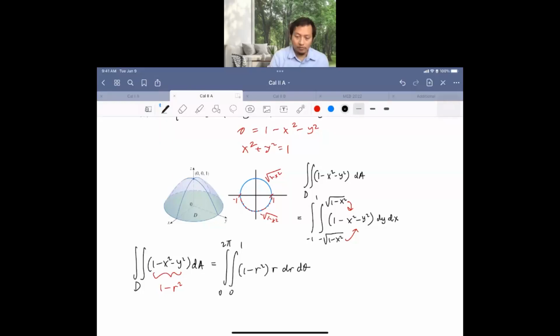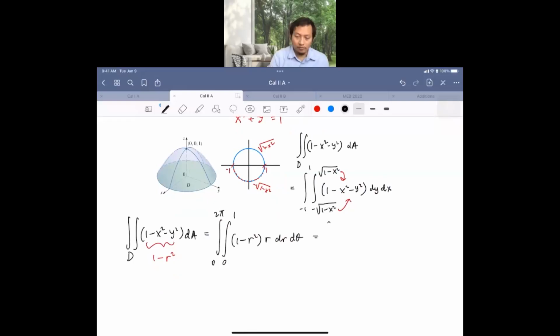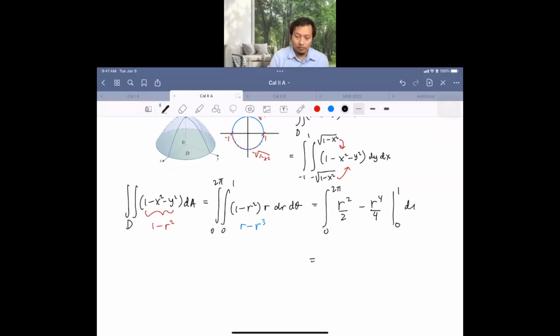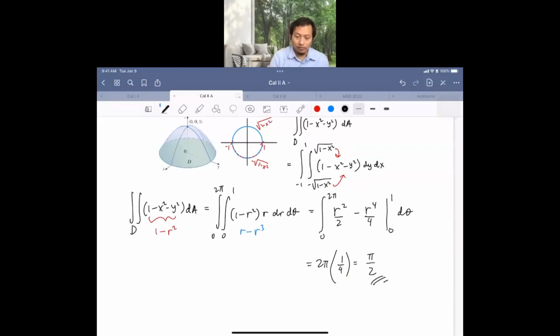Now it becomes more humanly possible, right? So let's just take this, r minus r cubed. We would have r squared over 2 minus r to the fourth over 4, from 0 to 1, and then d theta. So 2 pi multiplied by one half minus one fourth. So we have pi over 2.